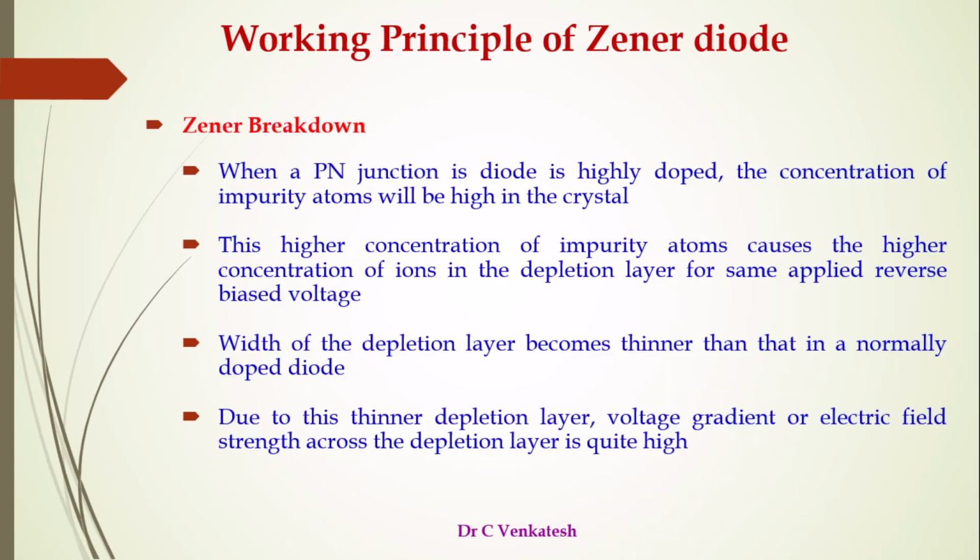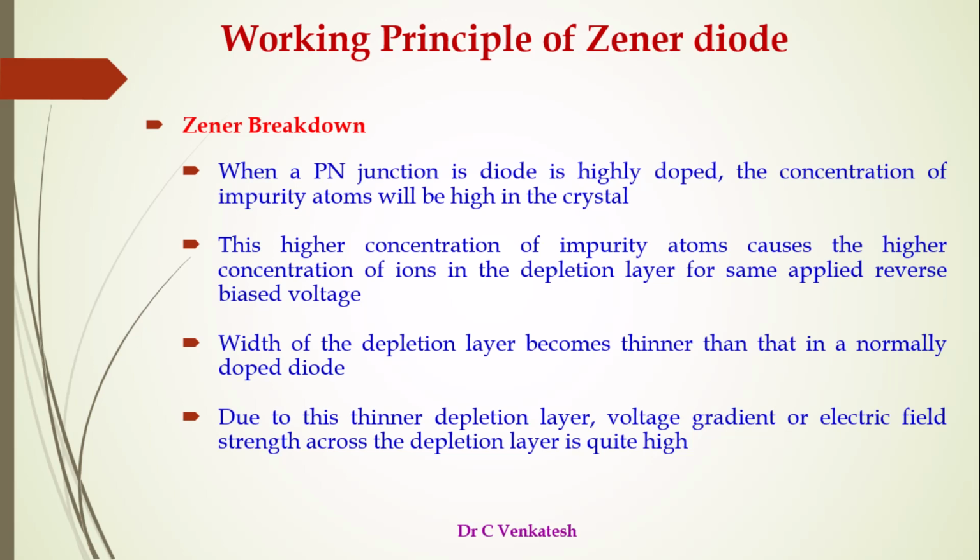Next, we are going to see the Zener breakdown. Zener breakdown is similar to the avalanche breakdown. That is, when a PN junction diode is connected in a reverse biased condition.